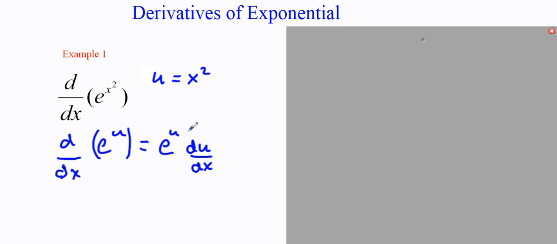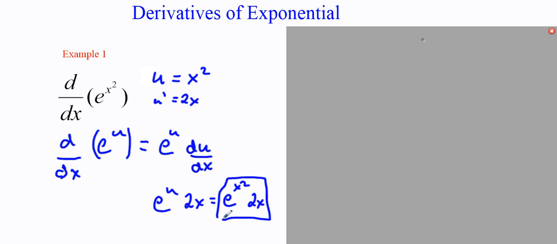So what do we have here? Well, first off, the derivative of u with respect to x is 2x. So u prime is going to equal 2x. So we can just write this as e to the u times 2x, which we have to convert back from u, so it'd be e to the x squared times 2x, and that would be our derivative. Pretty easy? Yeah, sure. Besides a little mistake I had in the beginning, it's just using the chain rule.